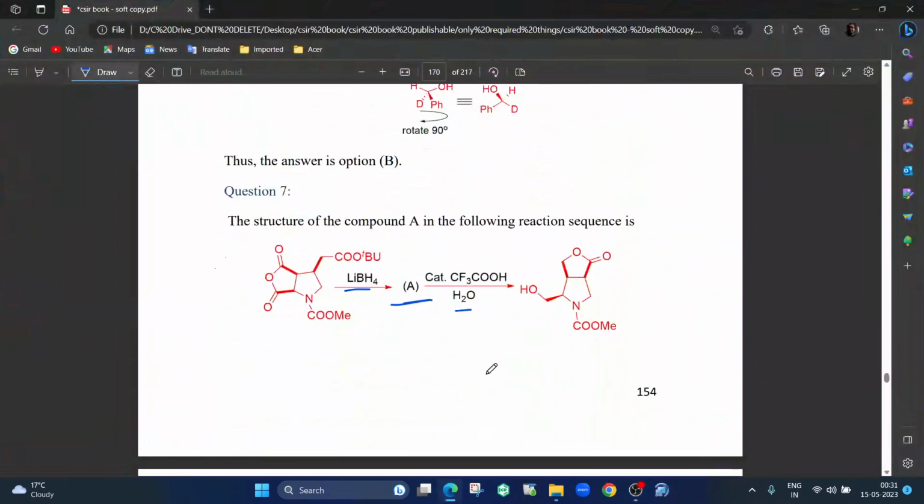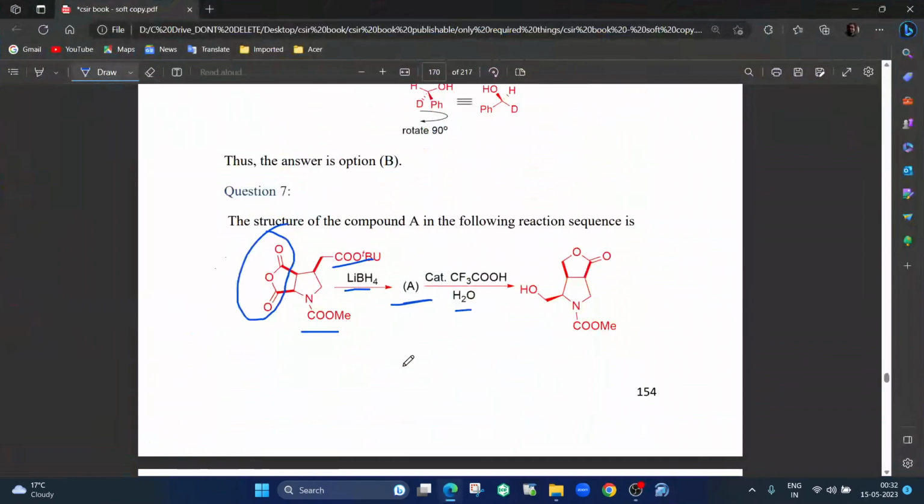So first you have to understand what is there in all this. You see here there is a COMe, this is an ester group, this is also an ester group, very bulky, and there is an anhydride group here. Now what we are using is LiBH4. Now LiBH4 is not as reactive as LiAlH4, because LiAlH4 will reduce even carboxylic acid, but LiBH4 will not. It is like a little elder brother of NaBH4.